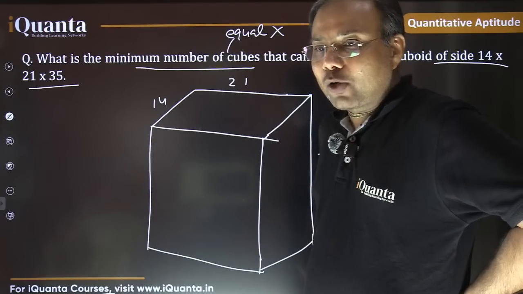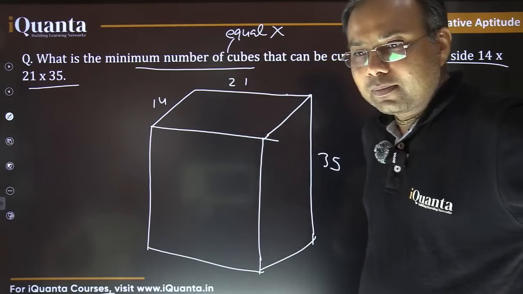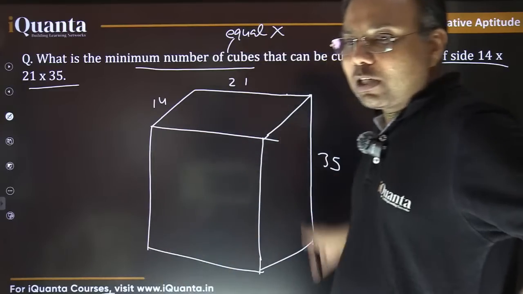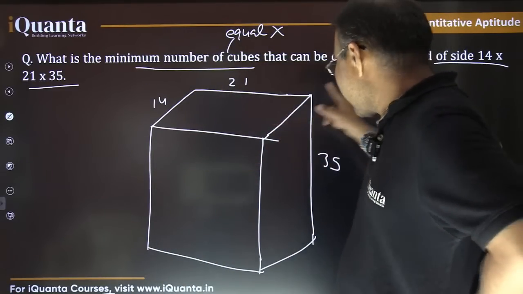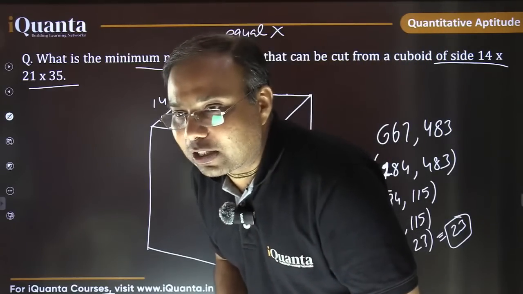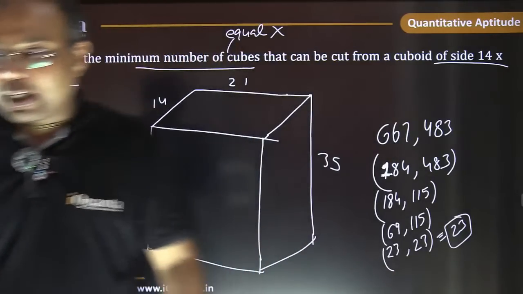Largest side length of the cube that can be cut from this cuboid. Soumyadi, this is the dimension of the cuboid, 14 by 21 by 35, right? Yes, 14 by 14 by 14. Exactly. So the largest dimension would be 14 by 14 by 14.